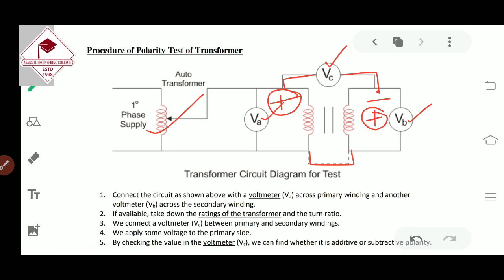Here the steps are written. You can take a screenshot and go through this, right? It has already been written in the class notes also. Hope you understood. This is all about the polarity test of a transformer.